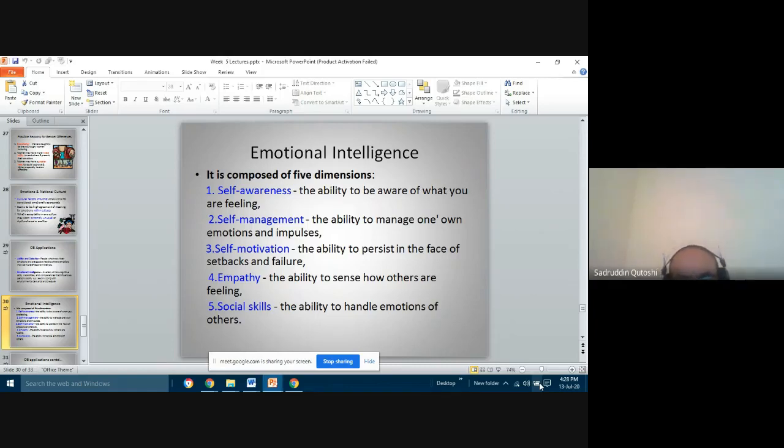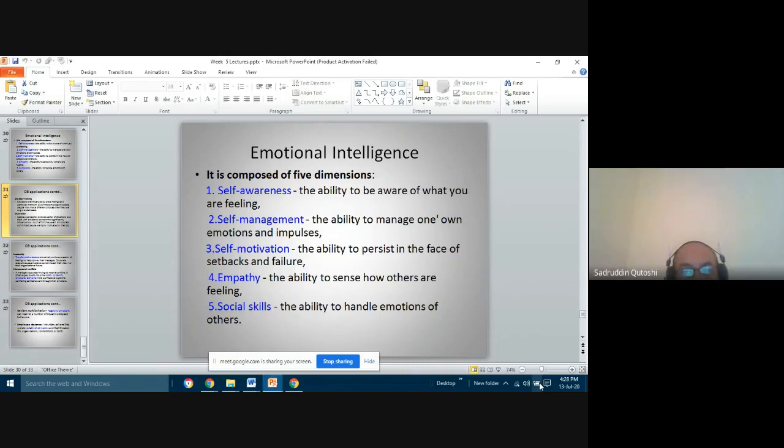So if you have this ability, it means that you have empathy. Empathy is another important dimension of emotional intelligence. And the last one is social skill, the ability to handle the emotions of others. If you have good social skills as a manager, you would be a successful one because you can handle the emotions of the other people in the organization in an effective manner.